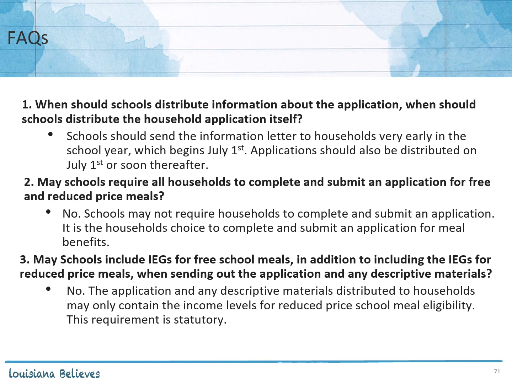Schools should send the information letter to households very early in the school year, which begins July 1st. Applications should also be distributed on July 1st or soon thereafter. Distributing applications early in the school year ensures households have sufficient time to complete and return applications prior to the first day of school. Additionally, schools are encouraged to provide families with information about the school meals.